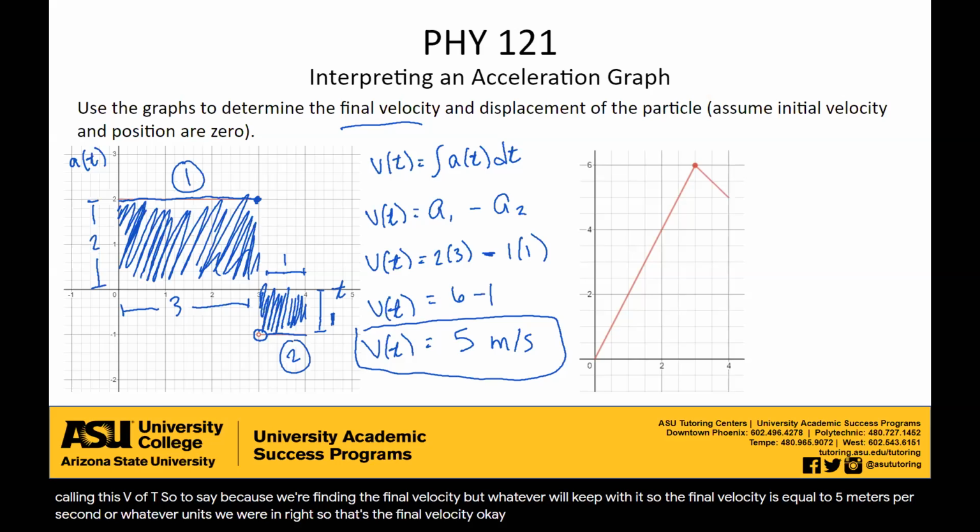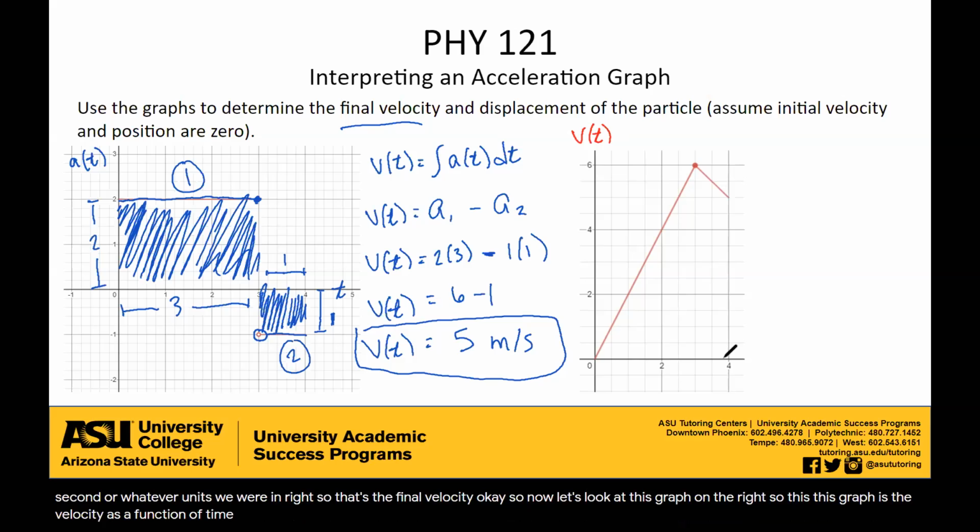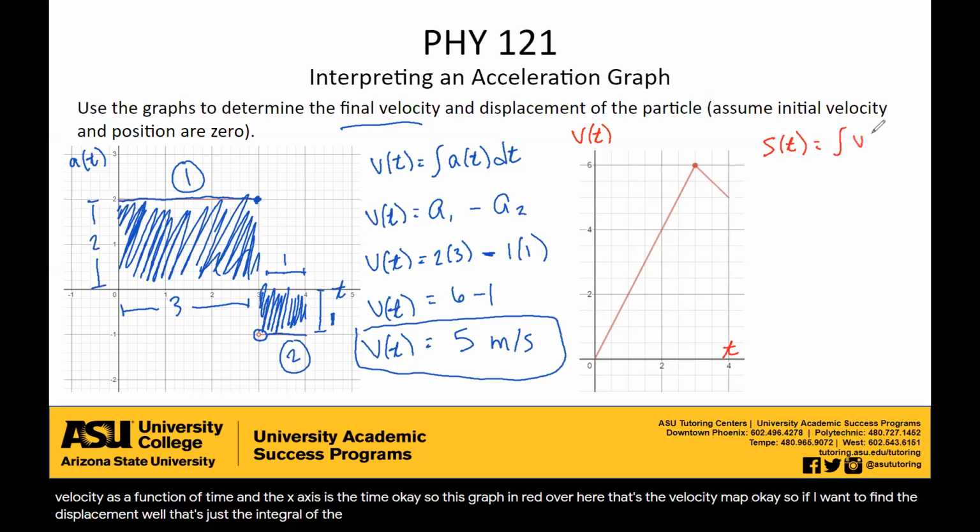Okay, so now let's look at this graph on the right. This graph is the velocity as a function of time, and the x-axis is the time. This graph in red over here is the velocity graph. If I want to find the displacement, that's just the integral of the velocity curve. And integral is just a fancy way of saying area under the curve. So I have to find the area under this curve.